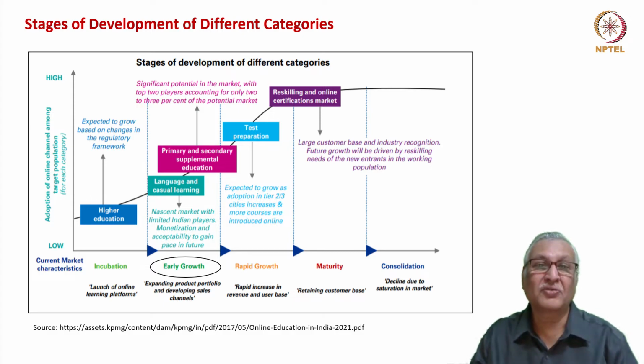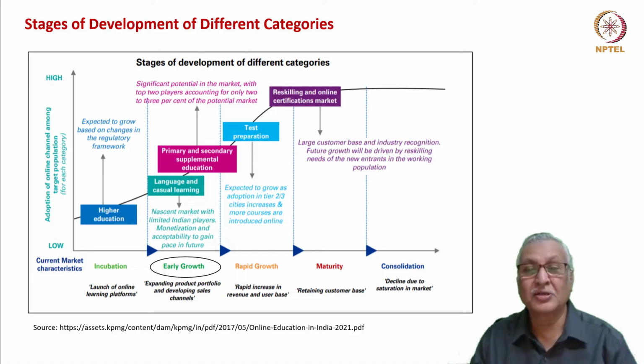There are several stages of development of different categories. When you look at higher education, it is expected to grow based on changes in the regulatory framework. For example, new education policy may have a different framework for higher education compared to the previous one. When you look at the primary and secondary supplemental education, there is a lot of emphasis on language and casual learning.